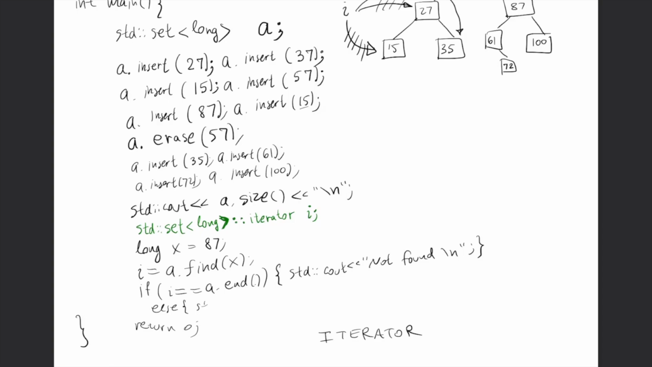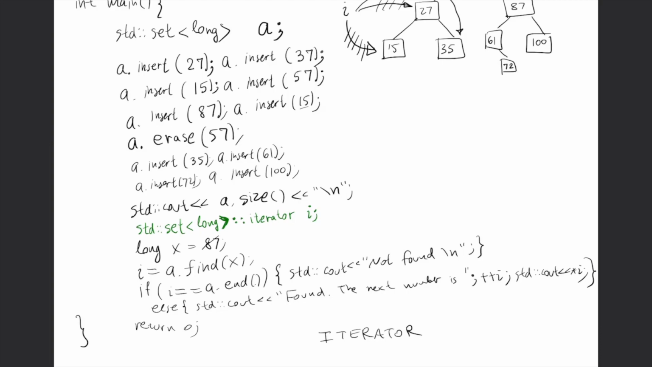Otherwise, found. The next number is, and then we can do plus plus I, and then we can print star I. So in this particular case, when x is 87, the program will say found, and the next number is 100.